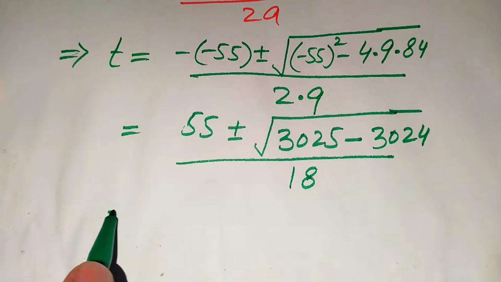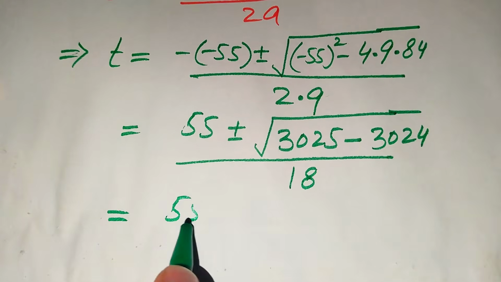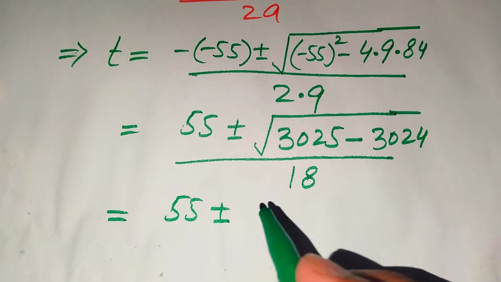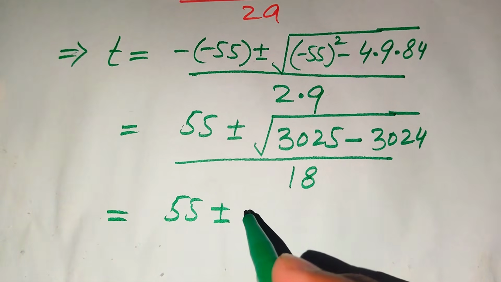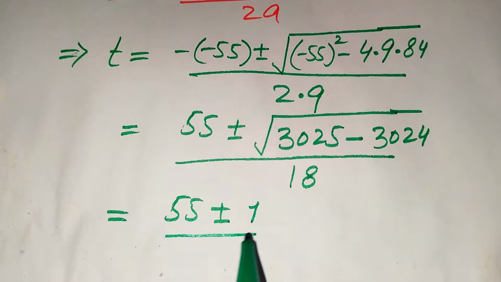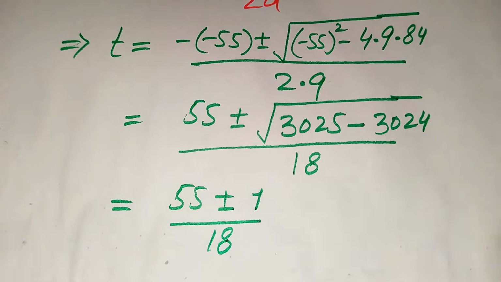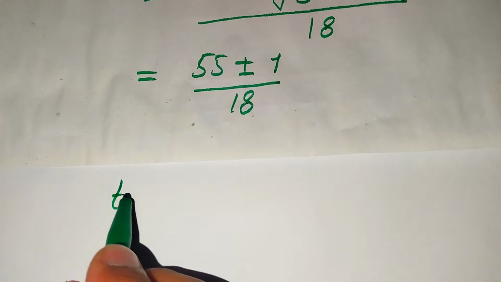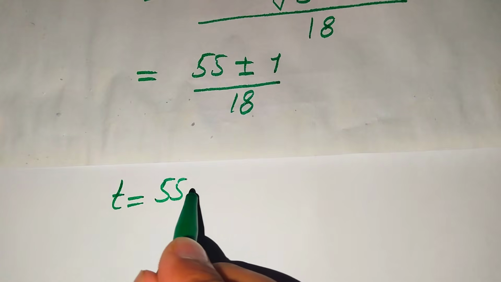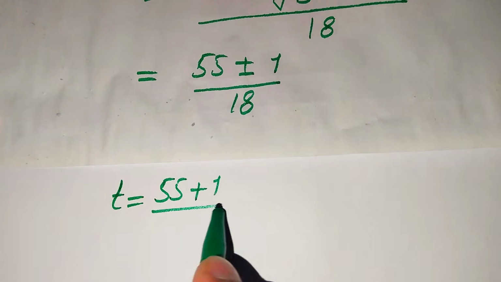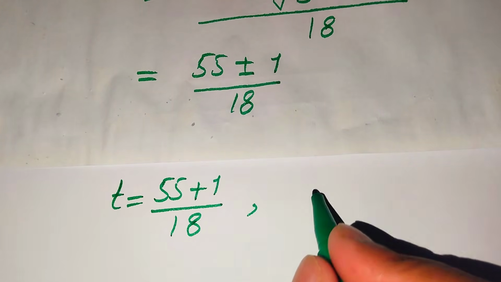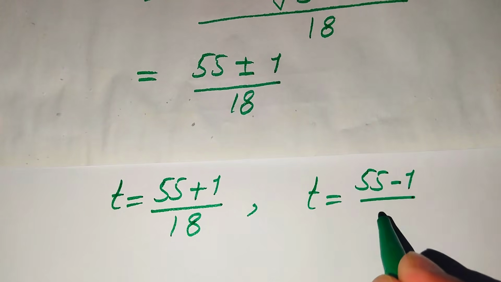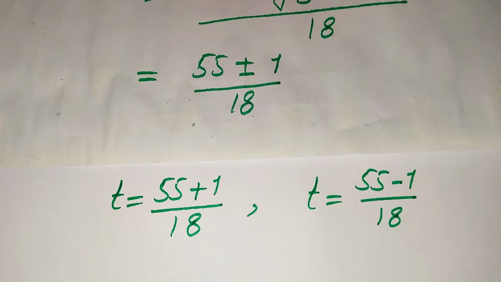Here we need more simplifications, and it will be written as 55 plus minus. We know that 3025 minus 3024 becomes 1, and the square root of 1 also becomes 1, and it is divided by 18. Further, in the next step, we need to break this into two cases. The first case is we write the positive value, it is 55 plus 1 divided by 18, and in this case we write the negative term, it is 55 minus 1, also divided by 18.